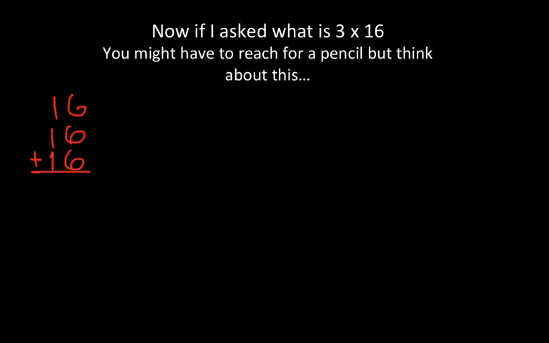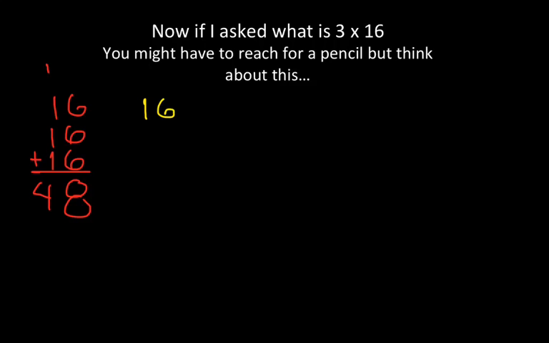So let's go ahead and do it. 6 plus 6 is 12. Another 6 makes 18. That's 3 times 6 is 18. I'm going to carry the 1. And now I have 10, 10, 10, or 3 tens is 30, plus the 1 I carried is 40. So that's 48.